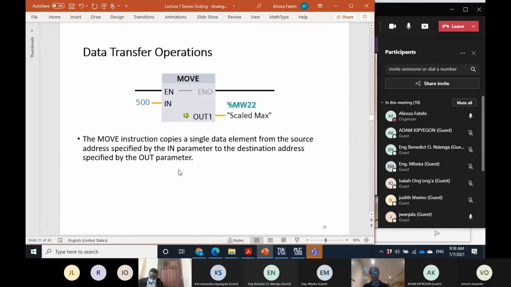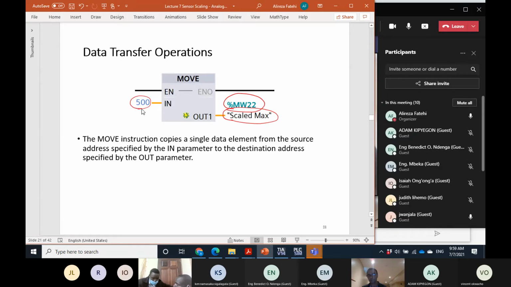Move function or move instruction is used to assign a number or some value to a memory. For example, here, I want to have a memory that represents a scale max. And that value is going to be 500. That memory is MW22. This is the memory that I store the value of a scale max, and then later I use this memory for the calculation. But the value of that is going to be 500. I can use move to assign 500 to this memory.